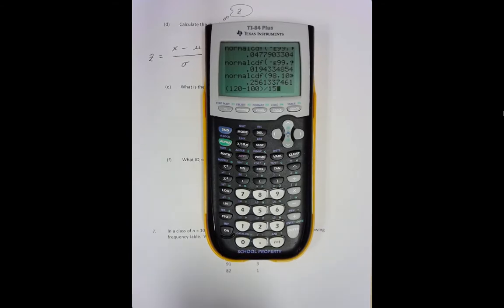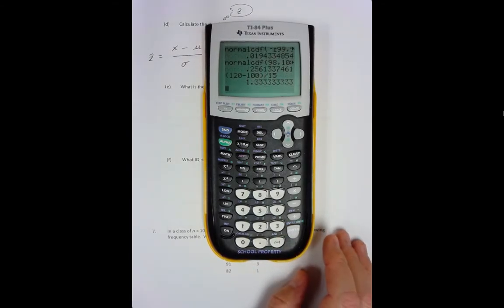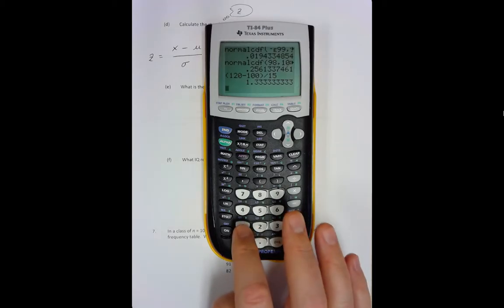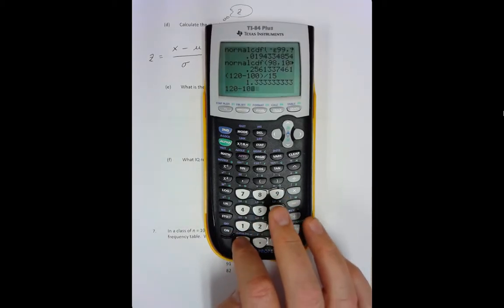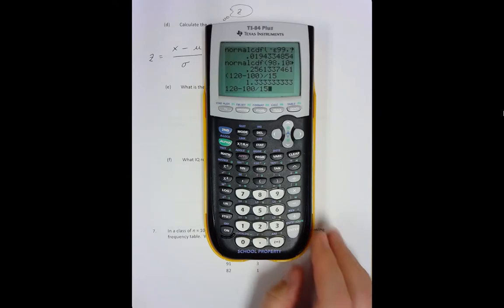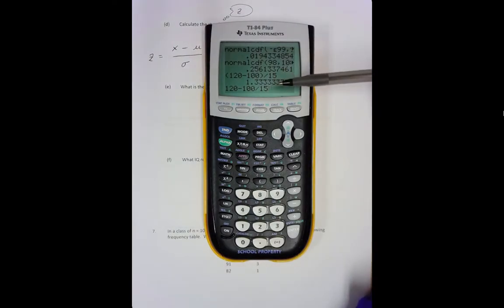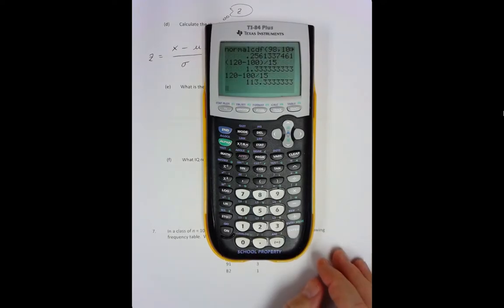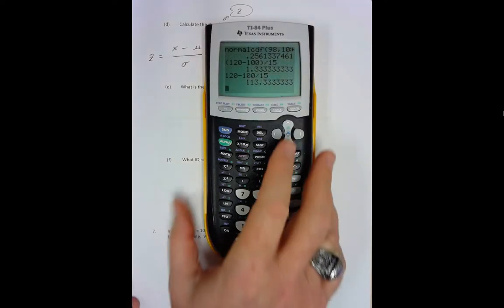Let me show you. This is the correct way to do it, so it's 1.33. I've seen students do this and get it wrong. What happens? Your calculator is what's called order of operations smart, so it's going to do the division first and then subtract this part from the 120. That's not what you want. You want the numerator calculated first and then divide by the 15. So this would be the wrong answer, 113.33.